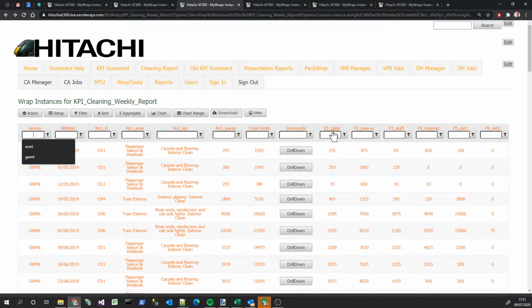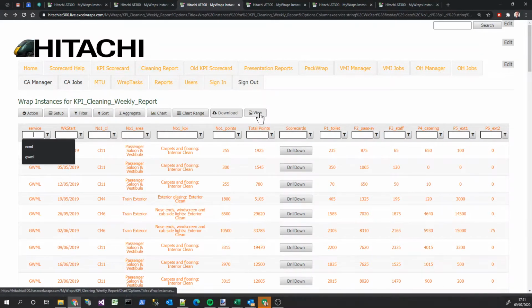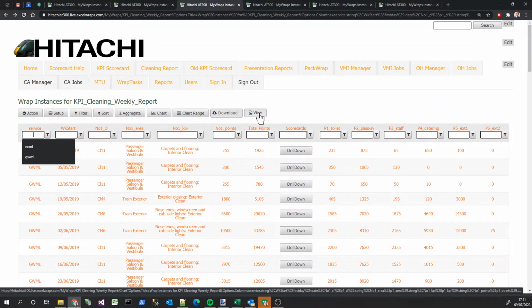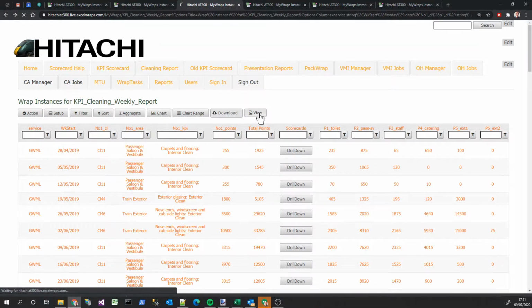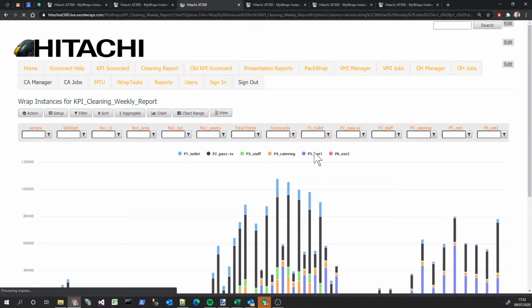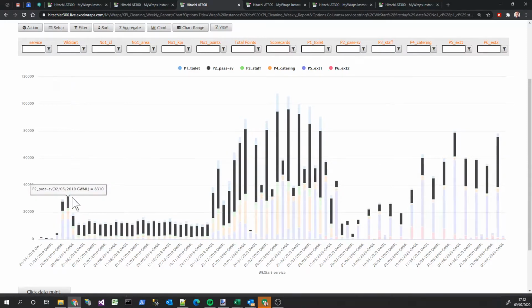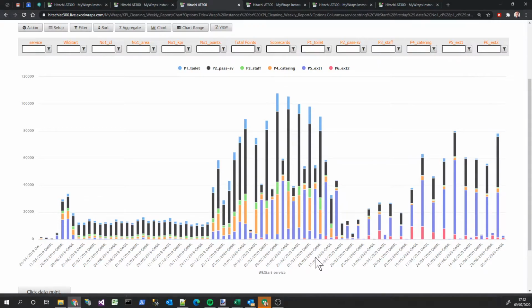What we've broken down here is the number of points in the toilet area and the passengers' saloon and vestibules, staffing areas, catering areas, that kind of thing. So when I look at the same information in my graphical view, I've just stacked up these scores here in a bar chart. So we're going to look at how each area contributed to the total damage for each train. So this is the total damage scored in the week. So obviously the total damage depends on how many trains you're servicing at any one time.